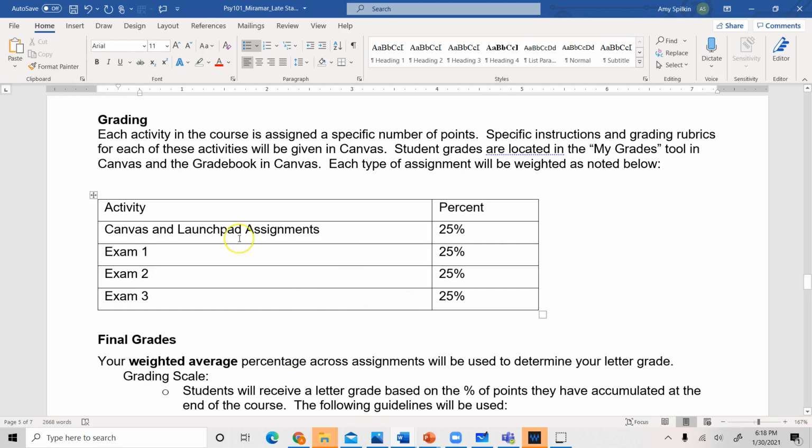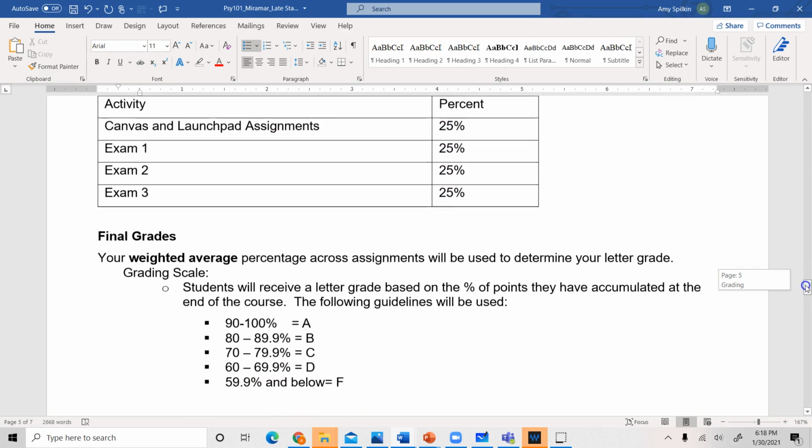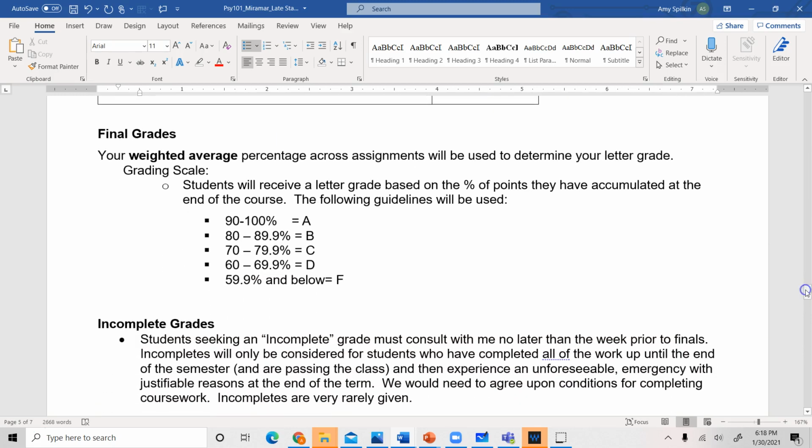You're not able to just add up all the points in the class and divide by the total number of points to get your percentage. I'll take all your Canvas and Launchpad assignments, see how you did on all of that as an average, and then that will be 25% of your grade. And then each exam is another 25%. After I do the weighting at the end of the semester, then it's a very straightforward ABCD grading scale.